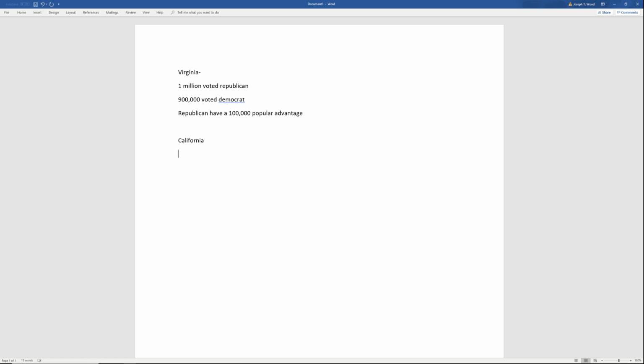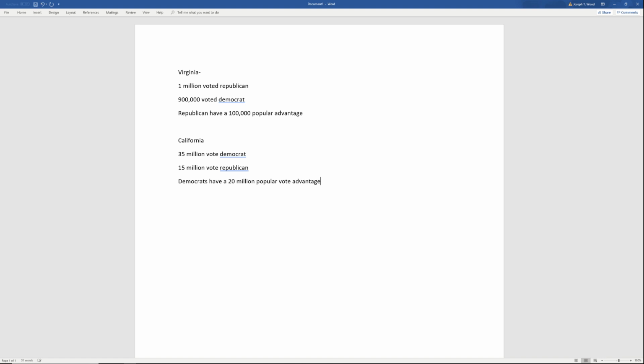And let's say, usually it's blue. Okay? So let's say that of the 50 million, 35 million vote Democrat, and 15 million vote Republican. So here, the difference is 20 million popular. I should write it out the same way, that way you guys don't get confused. Democrats have a 20 million popular vote advantage.